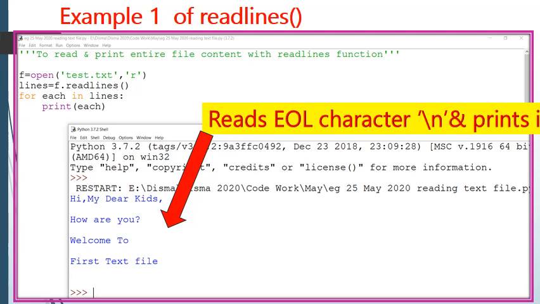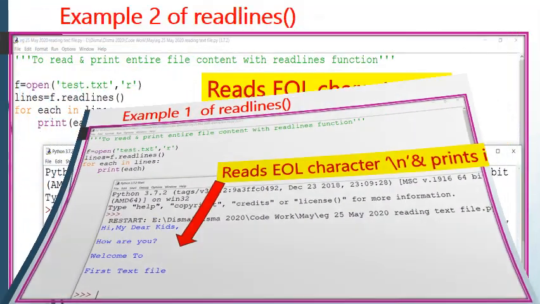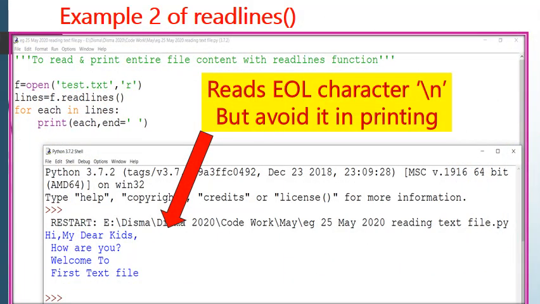So the first line I got: hi my dear kids, how are you, welcome to. Then the last line, my first text file. It will read to the end and print that one. Okay, so you can see extra spacing there. I don't want extra spacing, so along with the print function, I'm using end with a space, so that everything is packed together without much space. You can see the output screen.